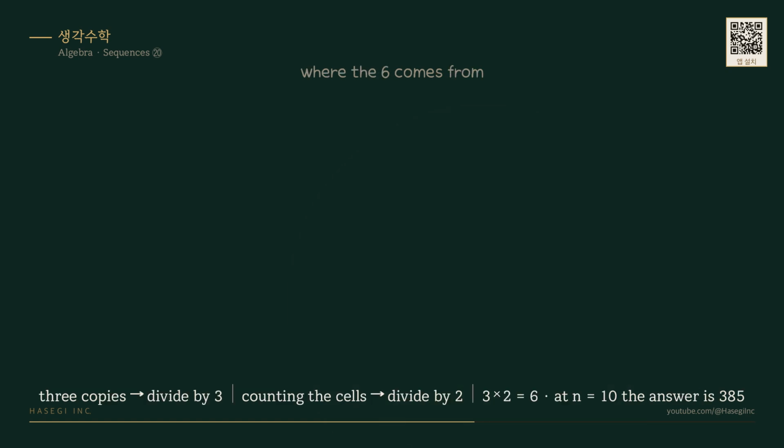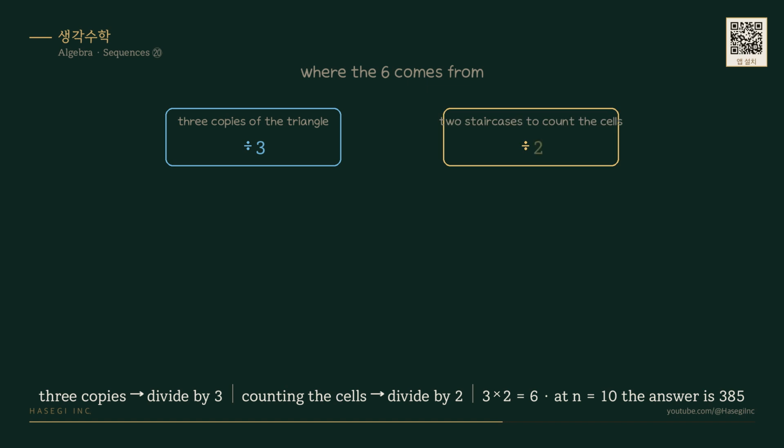Now the 6 makes sense. We used 3 copies of the triangle, so we divide by 3. And counting the cells took 2 staircases, so we divide by 2 again. 3 times 2 is 6. That is the 6 sitting under the line.